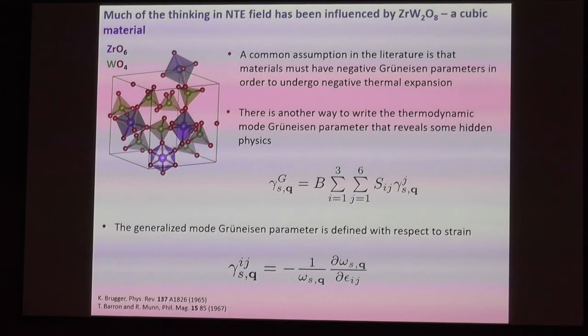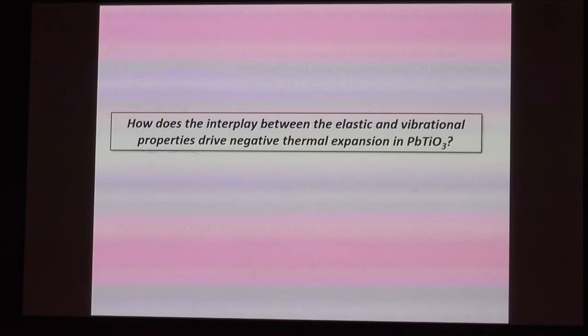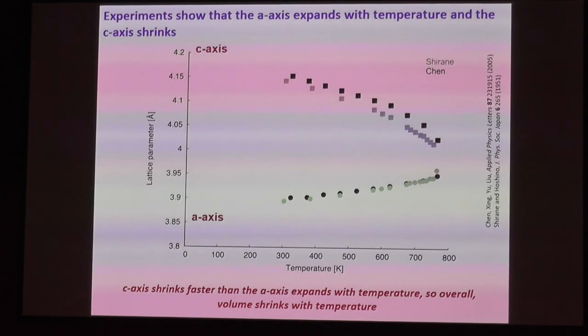And so the thing that we wanted to know was, what is this interplay? Is it mostly the elastic properties that are involved in the thermal expansion? Is it mostly the vibrational? Is it some very delicate balance between the two? Okay, so the first step was to see if we could reproduce the experimentally observed changes in the lattice parameter with temperature. This is data from two different experiments. The c-axis shrinks with temperature and the a-axis expands. But the c-axis shrinks faster than the a-axis expands, and so overall the volume shrinks with temperature.